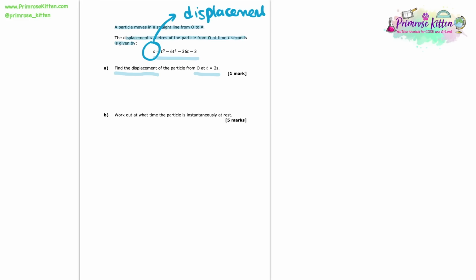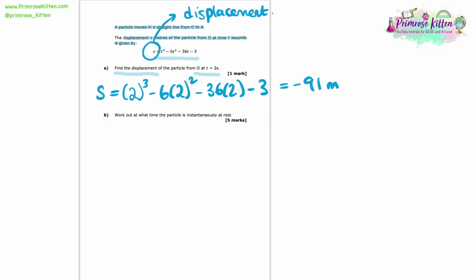To answer this, we should know that s is the displacement, and they do tell it to us in the question. So to find the displacement of the particle from O at t equals 2 seconds, all we need to do is to substitute in place of t, 2. So here we have s equals 2 cubed minus 6 times 2 squared minus 36 times 2 minus 3, and that ends up giving us an answer equal to minus 91 metres.